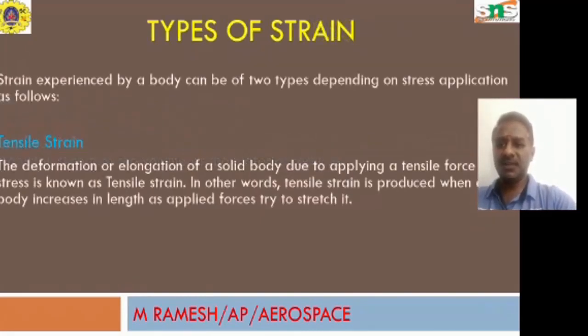And we are going to discuss strain. Strain is the change in dimension relative to the original dimension. Generally, we have two types of strain, called linear strain as well as lateral strain. Okay, and I already discussed strain.